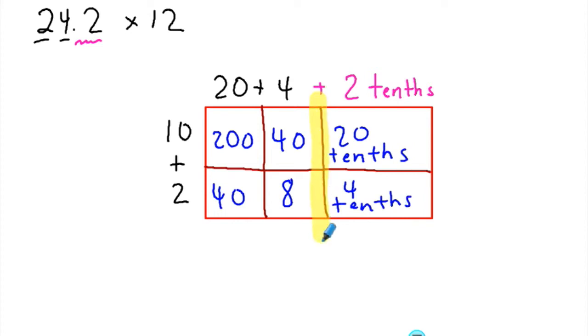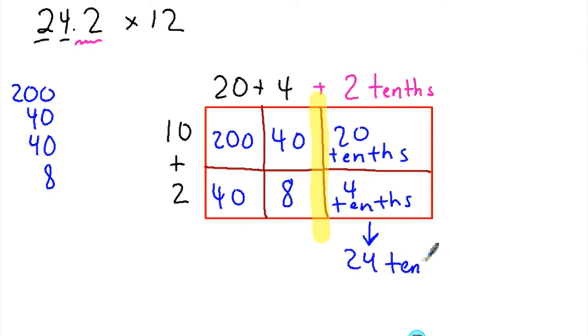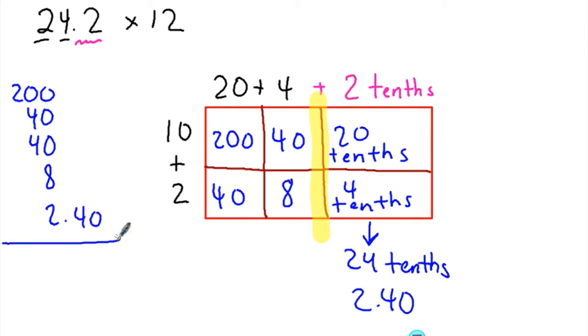Once you have that set up, separate your whole numbers from your decimals. So only add up your whole numbers. 200 plus 40 plus 40 plus 8 gives you a grand total of 288. And now the decimals. You have 24 tenths. Think money, 24 dimes. If you have 24 dimes, that's the same as $2.40. So include that into your equation over here.